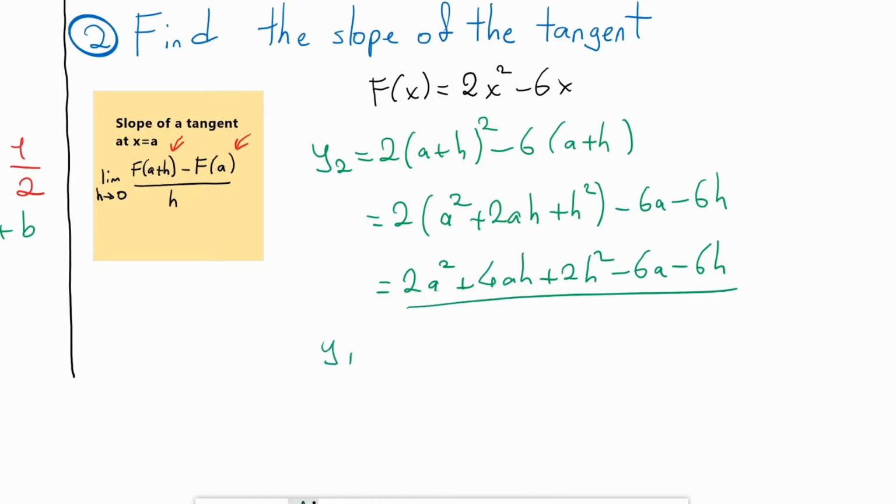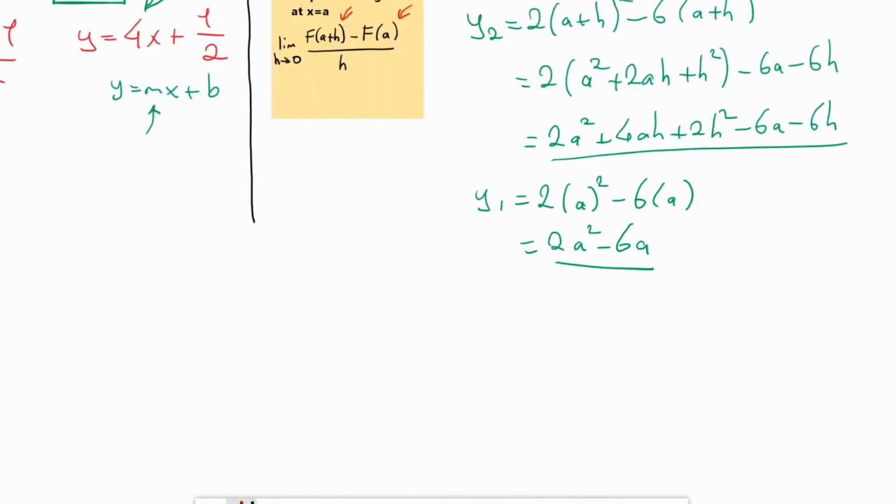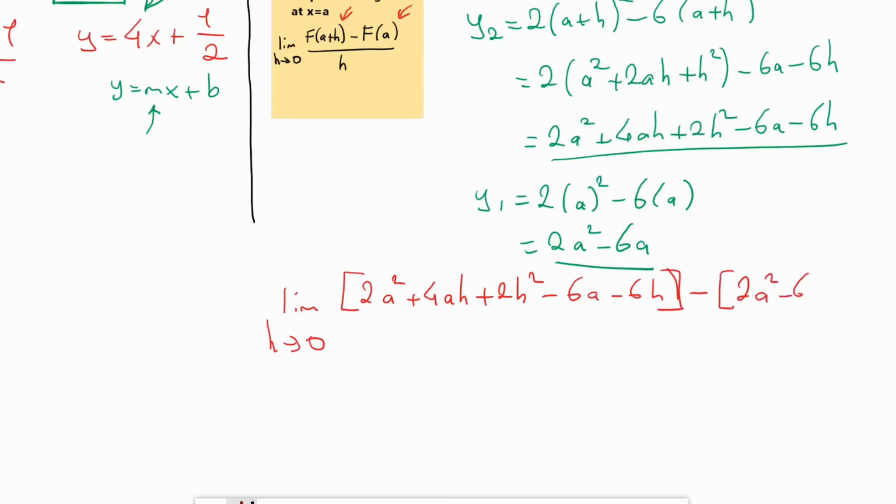And then I'm going to find what y1 is. I'm going to do the same thing, but I'm going to put a instead of a + h. So it's going to be 2a² - 6a. Now we can put these into the formula. So I have the limit as h approaches 0 of 2a² + 4ah + 2h² - 6a - 6h, minus (2a² - 6a), over h.